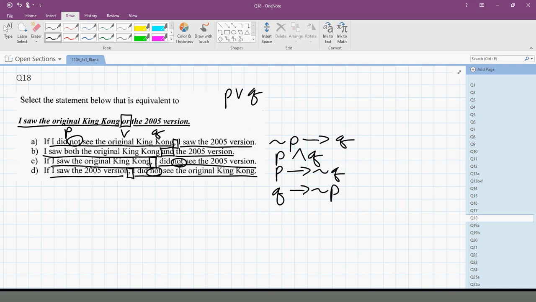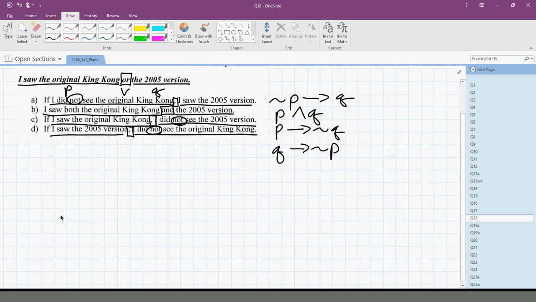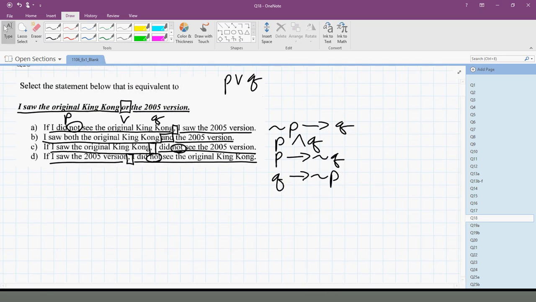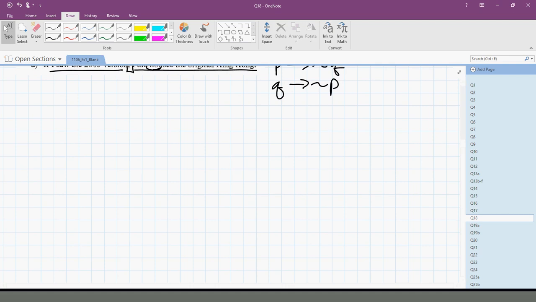Now, all we've got to do is look at truth tables for these and see which one is equivalent. Because I don't think in the list of equivalences that I gave you, there was anything that will match this. So how many statements do we have? Two. Just two. So this isn't a very big truth table.